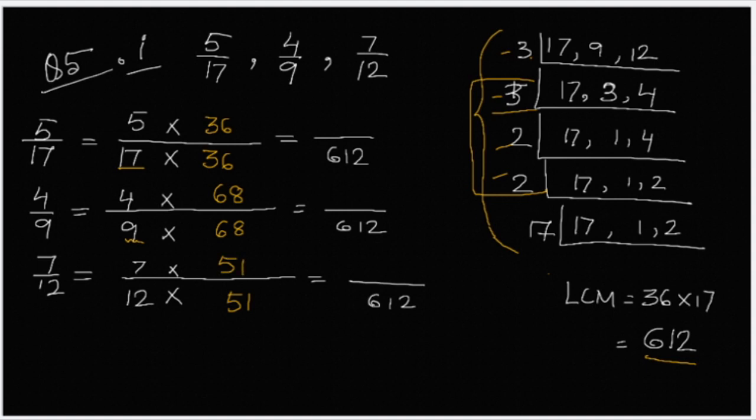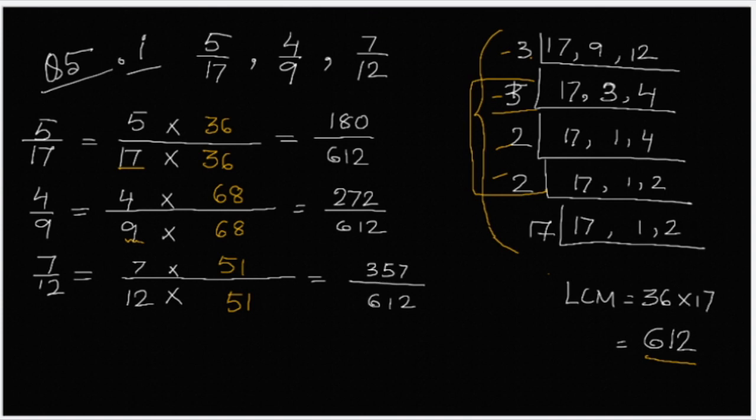Okay. Now let's multiply each one of them. You can do this in the rough column. This will become 180. This is 180. Then you have 4 into 68, which is 272. And the last one you have 7 into 51, which is 357. Now that all the three fractions have been converted to like fractions, you can now compare the fractions on the basis of the numerators. Now which is the highest?